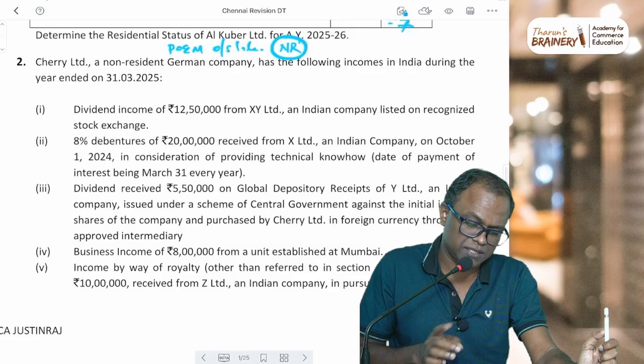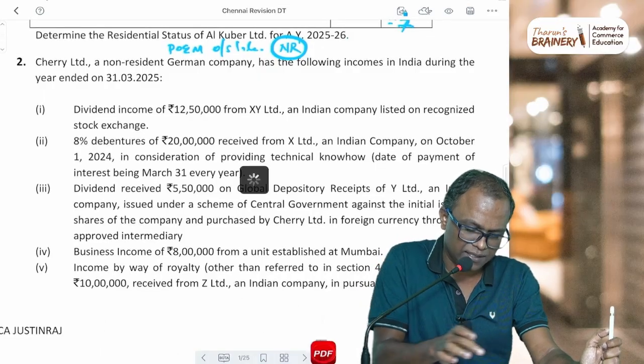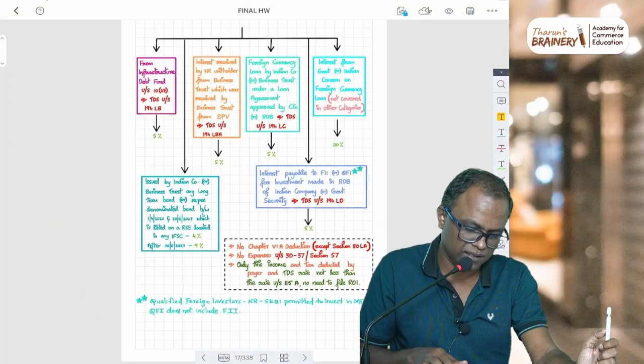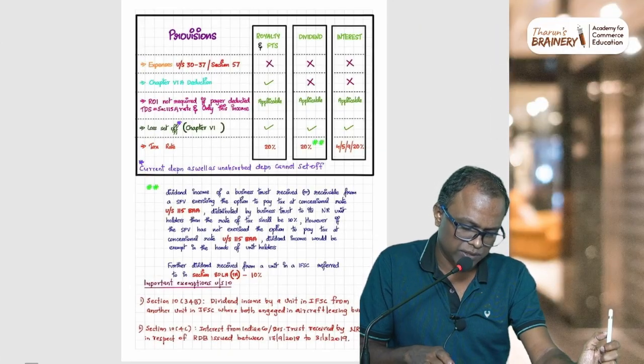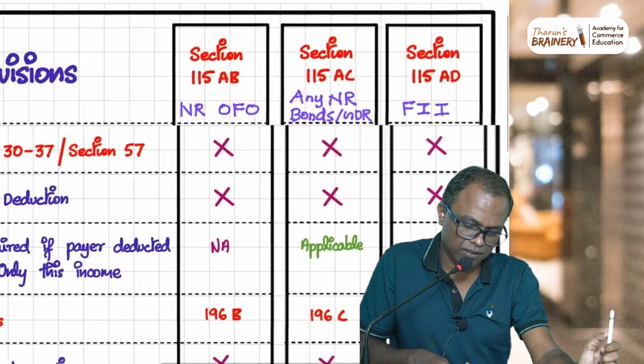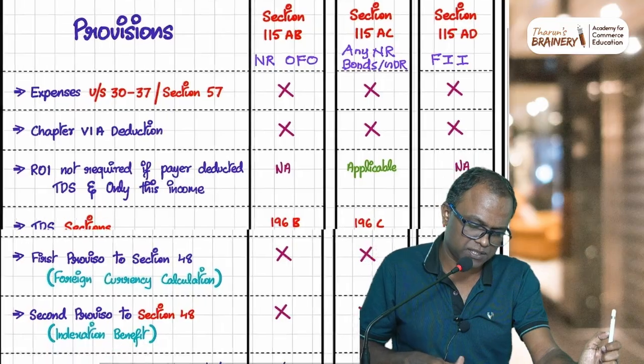All the conditions mentioned under section 115AC have been satisfied here. That is, the debt must be incurred in foreign currency. That is one of the conditions they are saying regarding GDR. So that condition is satisfied here. And for 115AC, any non-resident bonds or GDR subscribed, expense deduction is not possible. Chapter 6 is not possible.